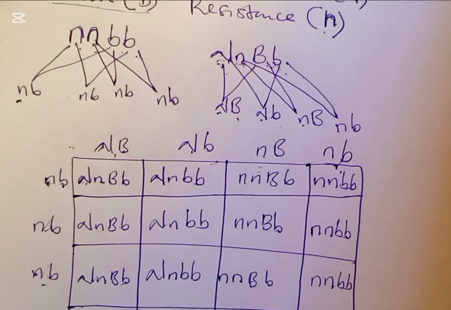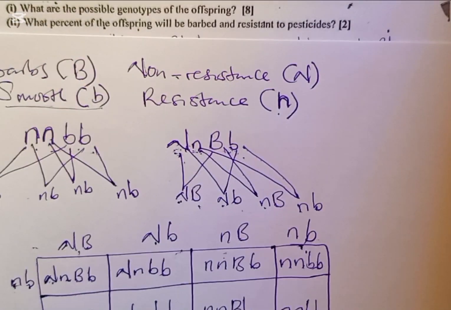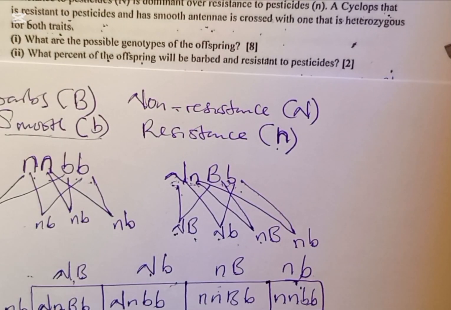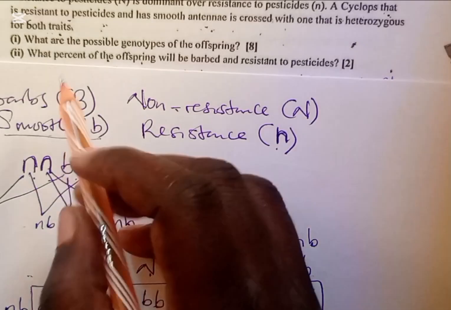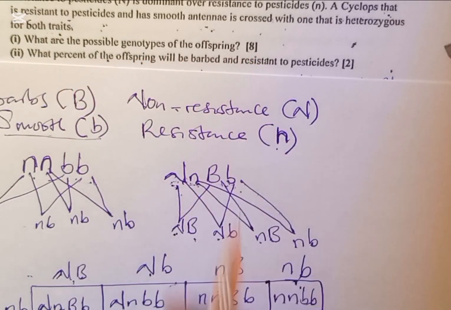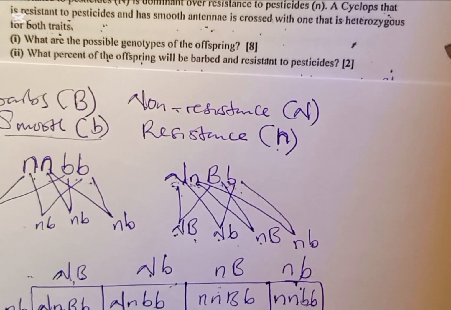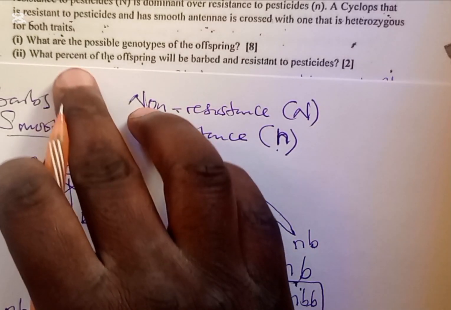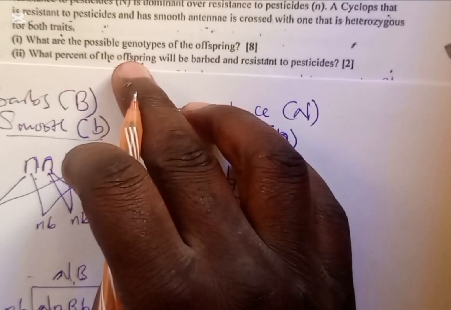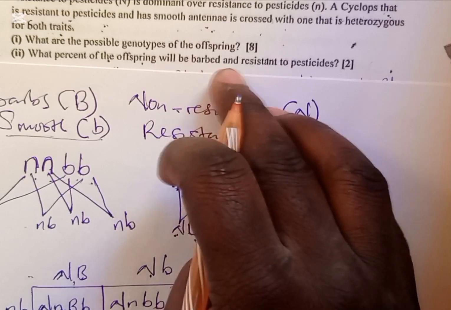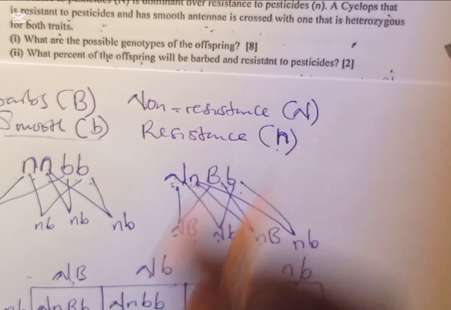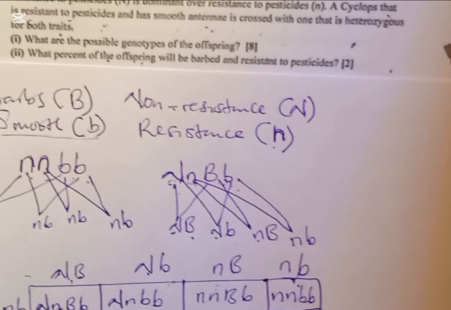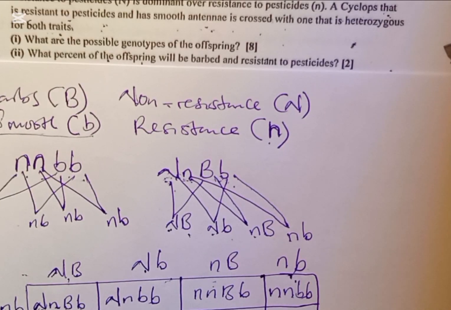Now, once you've made this table, it will help you to answer the questions that follow. So the questions are saying, what are the possible genotypes of the offspring? So these are the possible genotypes of the offspring. So there's no need for you to repeat this. So you simply just indicate that this is it. And then what percent of the offspring will be barbed and resistant to pesticides. So now, here we're looking at it.